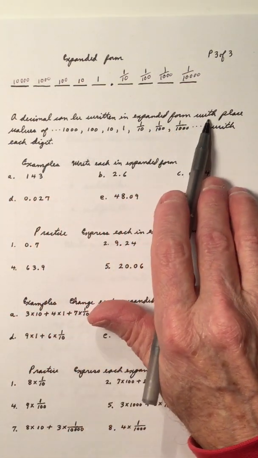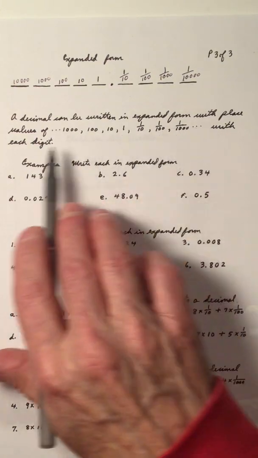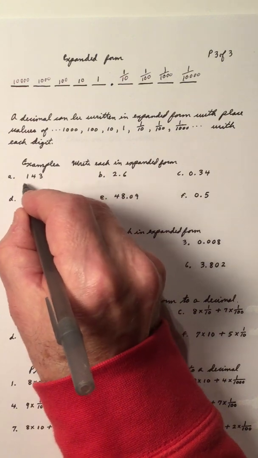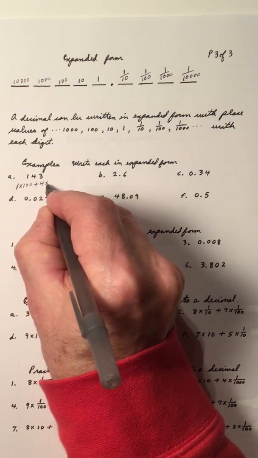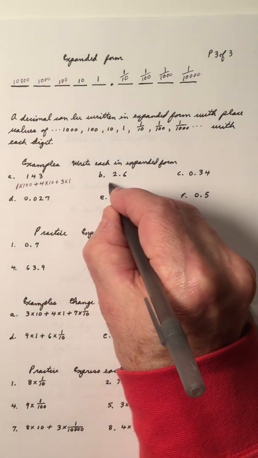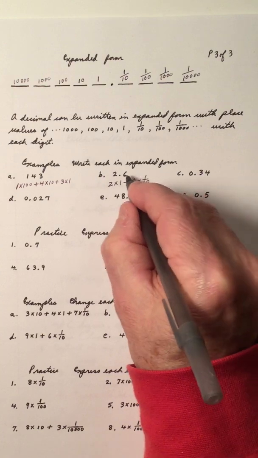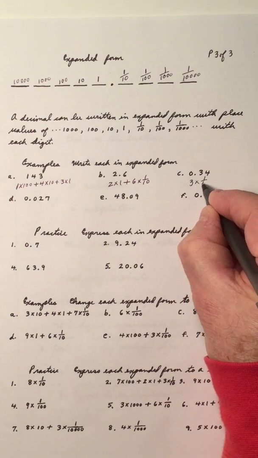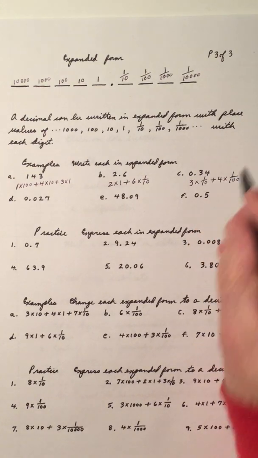So a decimal can be written in expanded form with the place values of 1,000, 100, 10, 1, tenths, hundredths, and thousandths with each digit. Let's do some. 143: 1 is 1 times 100. Plus 4 times 10. Plus 3 times 1. 2.6 is 2 times 1, because 2 is in the ones place. And 6 times 1 over 10, because that's tenths. Decimal .34 is 3 times 1 over 10, because it's tenths, plus 4 times 1 over 100, because the 4 is in the hundredths place.